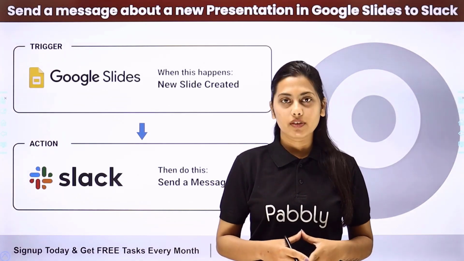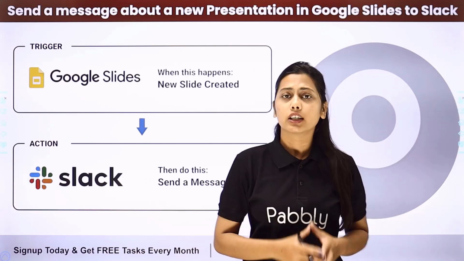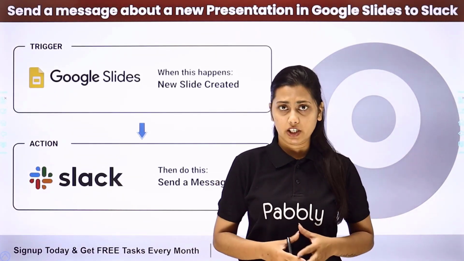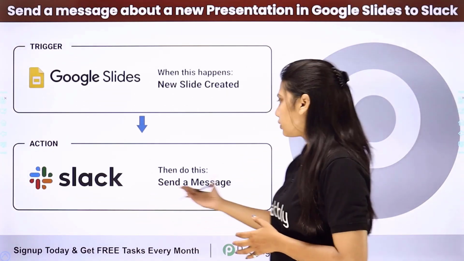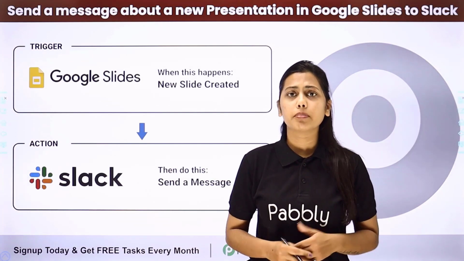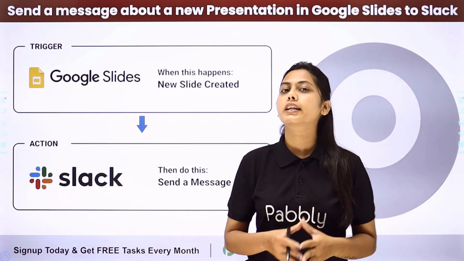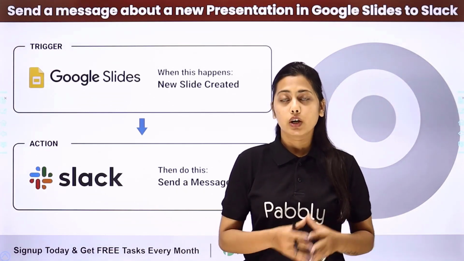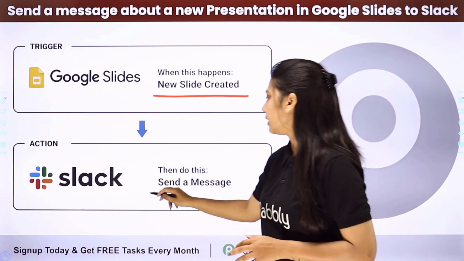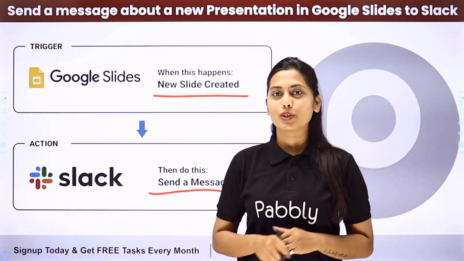Hello everyone, today we will learn how to send a message about a new presentation in Google Slides to Slack. Every time you create a new presentation, you want to inform your team members about that presentation and send a message directly to Slack about it. This cannot happen automatically because both these applications do not have a direct connection between them. But today we will create an automation with the help of Pabbly Connect where our trigger will be a new slide created in Google Slides and our action will be to send a message in Slack to your team members. So let us learn how to do it.